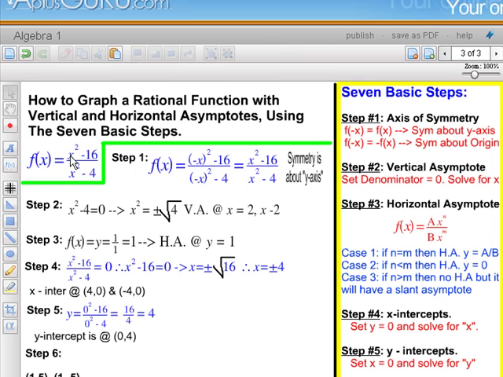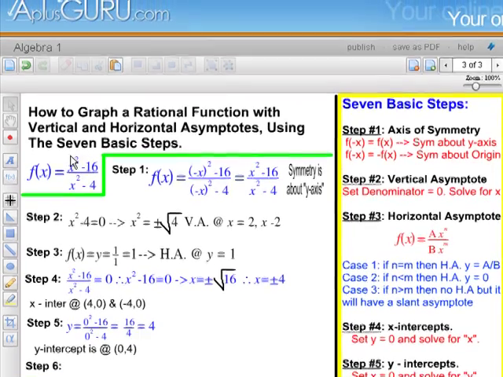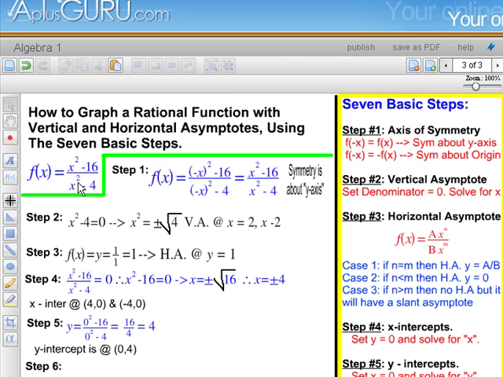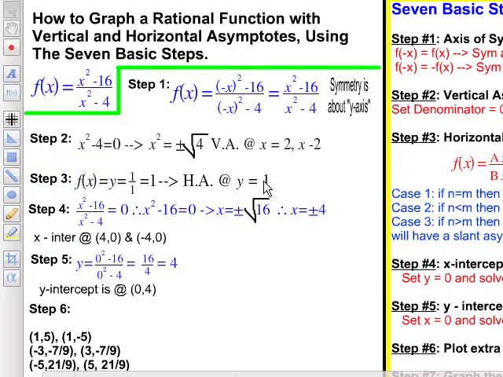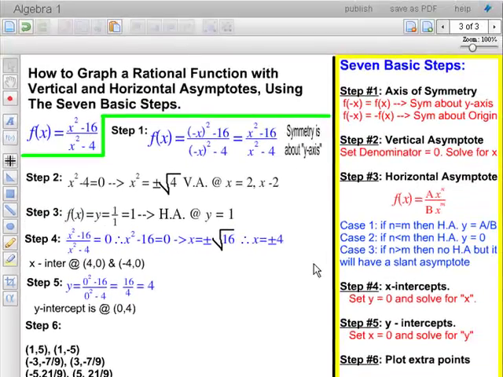Now, in our question, it's case 1. The numerator's highest exponent is 2, the same as the denominator, where the highest exponent is 2, so our answer is going to be the coefficient of x squared of the numerator, which is 1, and the denominator's coefficient is 1 as well, so our horizontal asymptote is going to be at y equals 1.